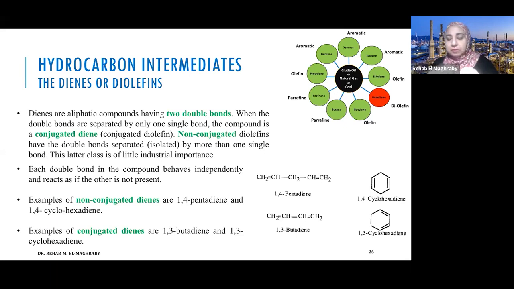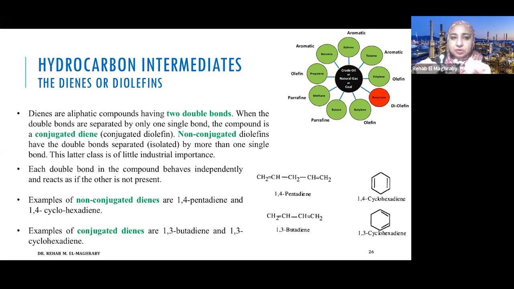I'm sorry, this is conjugated because it's separated with only one single bond. For the non-conjugated, it is separated with more than one single bond. So it is butadiene. So in this case, this is butadiene.